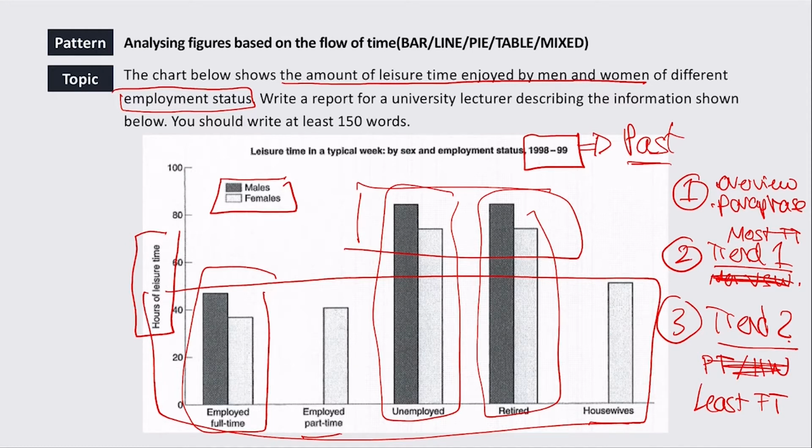Okay, so we can see that people who are unemployed and retired actually have the most hours of leisure time, most free time each week, followed by housewives and people who are full-time, and then people who are employed part-time. Women who are employed part-time actually have the least amount of free hours every week.